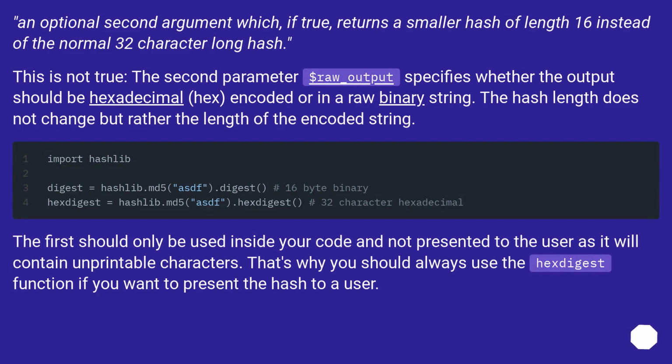An optional second argument which, if true, returns a smaller hash of length 16 instead of the normal 32-character long hash. This is not true. The second parameter $raw_output specifies whether the output should be hexadecimal, hex encoded, or in a raw binary string. The hash length does not change but rather the length of the encoded string.